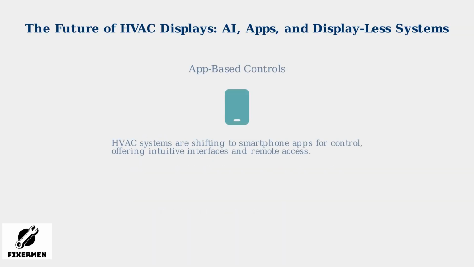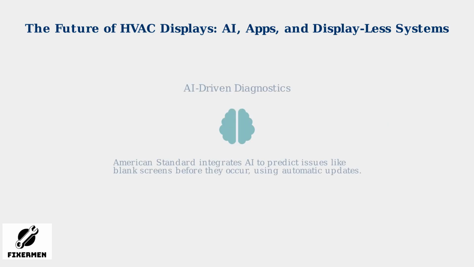The future of HVAC displays is evolving rapidly away from physical screens. A major trend is the adoption of app-based controls, where users manage their systems through intuitive smartphone applications. This provides remote access and eliminates the need for physical interfaces. American Standard is leading this change by integrating artificial intelligence for predictive diagnostics. AI systems can detect potential blank screen issues before they happen and automatically apply firmware updates to prevent failures.